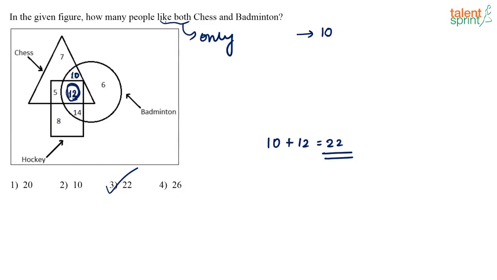But they also like chess and badminton. That's what we are looking at. So your answer should be 10 plus 12, which is equal to 22. Is it clear? Yes, 22. Very easy question, no? Be careful. Such easy ones, you should not be making mistakes.